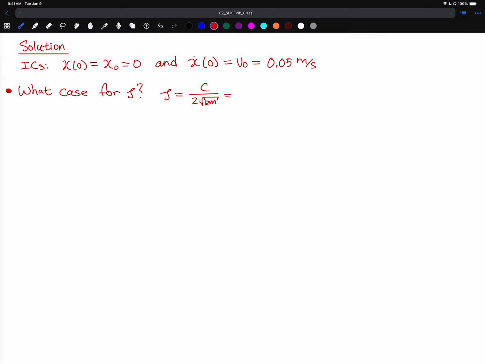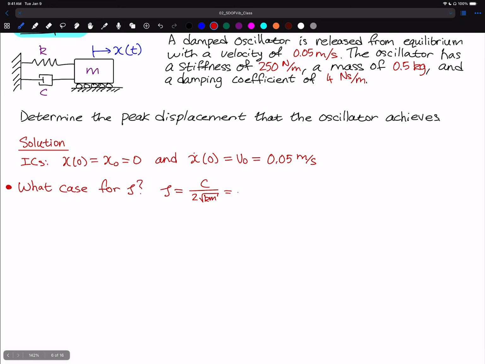Let's come back up here and see what our values were. For c, we got 4. We're going to have 2 here times the square root of 250 newtons per meter times 0.5. That will then be equal to, if we go and calculate it, 0.179, and that is less than 1. And so we now know that we have an underdamped case.